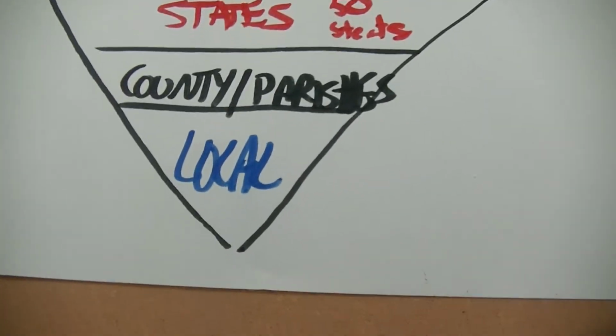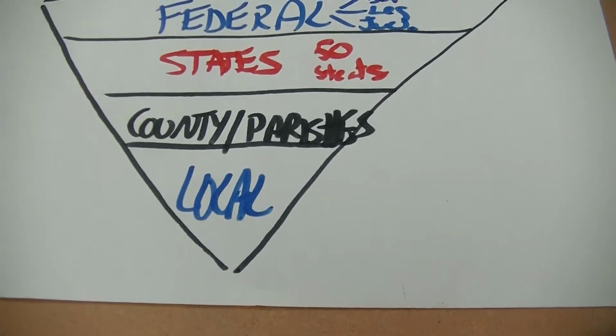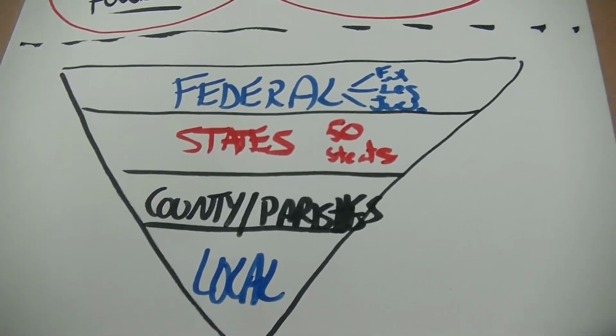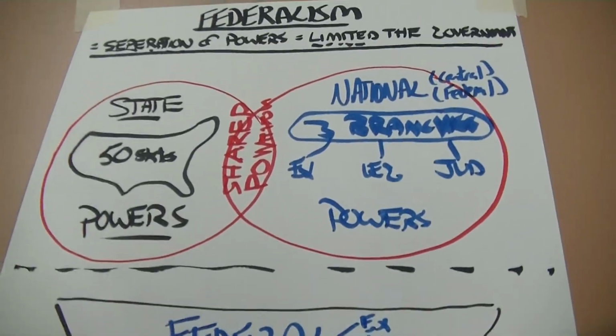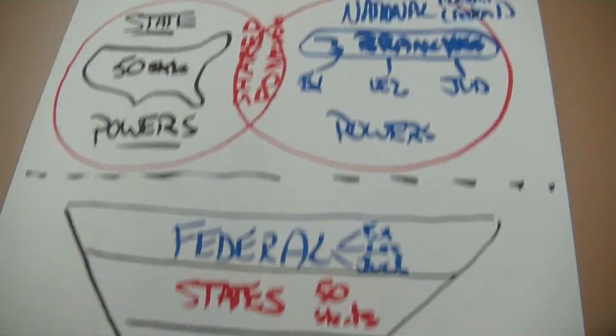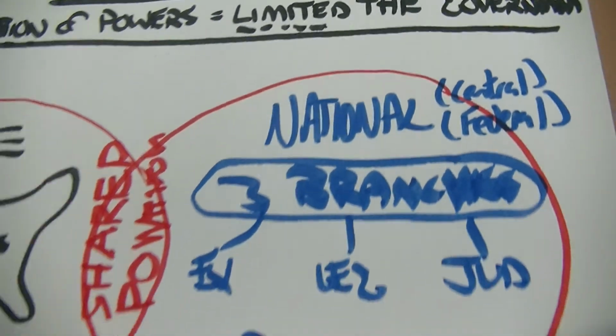If you think about it, institutions like schools, they also have their own governments. At the beginning of the year, we handed you a handbook. In it, it told you the rules you had to follow. It's kind of like a mini constitution. So there you go. Federalism is what we're talking about. Separation of powers, limited government, and this is how it's done.